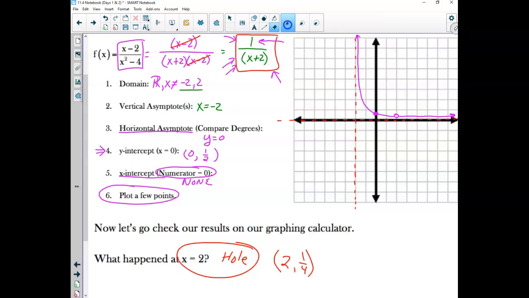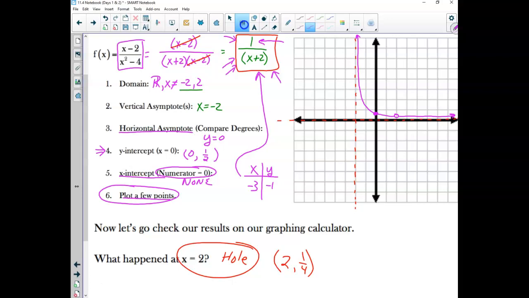Well, if you're not picking up what I'm putting down, then I'm going to make a quick little XY chart, because I'm plotting a few more points. I'm going to pick another point on the left side of my vertical asymptote, so I'm going to put a -3 in there. And remember, I'm putting it into my reduced function. If I put a -3 in there, I get 1 over -1, and I get -1.